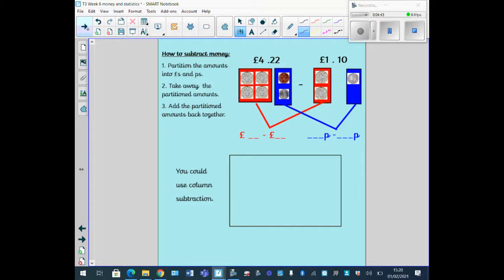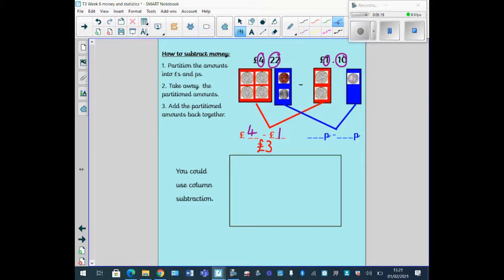Now then, how to subtract money. We've talked lots about partitioning into the amount of money's value. Pounds and pence, pounds and pence. So let's look at £4.22. I've got £4 coins here, and I always start with a bigger number. In £1 and 10p, I can see that I've got £1. £4 subtract £1 equals £3.